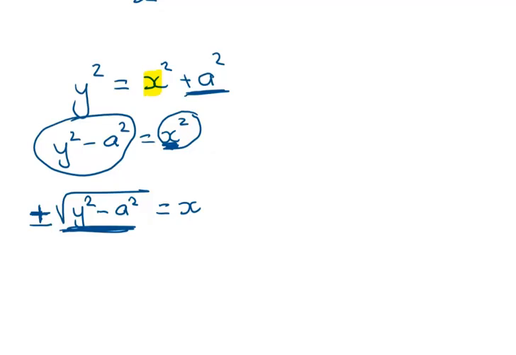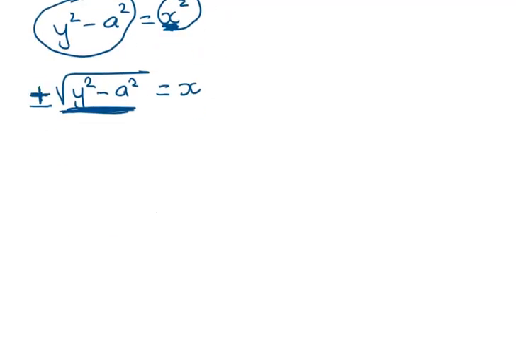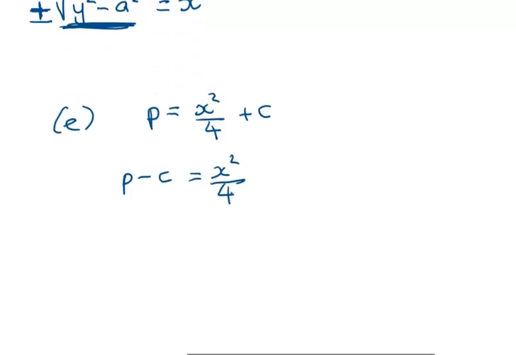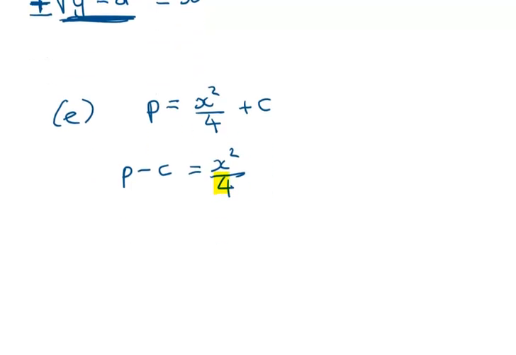Right, I think we've got 2 more questions to do. Question E is this. P is equal to x squared divided by 4 plus c. So we need to slowly undo. I'll start by subtracting c. So p minus c is equal to x squared divided by 4. We need to undo the dividing by 4. So we have 4 times p minus c is equal to x squared. So I'm taking this 4 and I'm multiplying both sides by it. When I multiply this side by 4, I need to put this into a bracket.